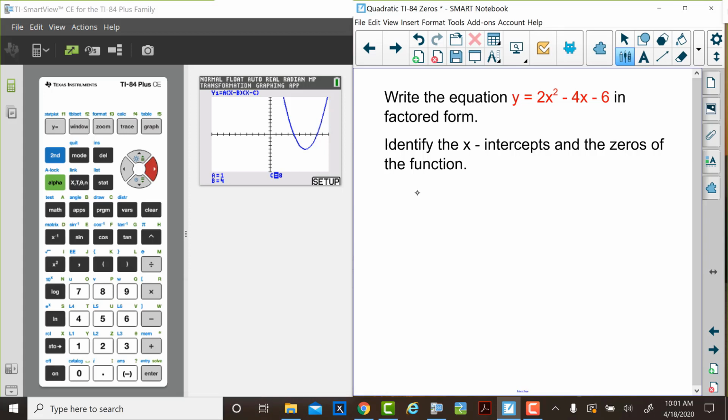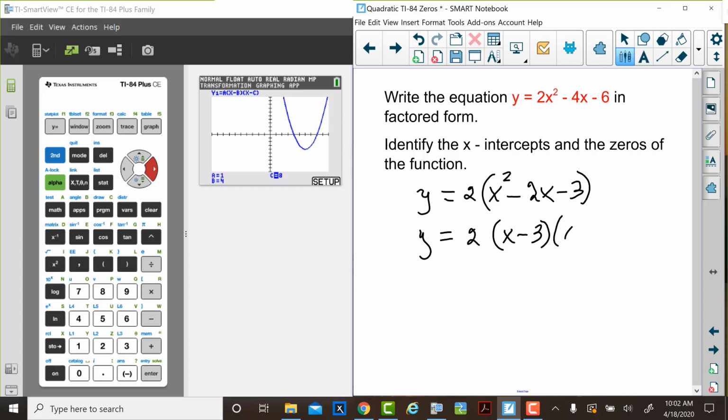Judy's going to record what we hope you recorded. Since there's a common term on the right-hand side, 2, that can be factored out of the trinomial on the right and leave x squared minus 2x minus 3. This trinomial can be factored. y equals 2 multiplied by x minus 3 times x plus 1. You can check your factoring there carefully.